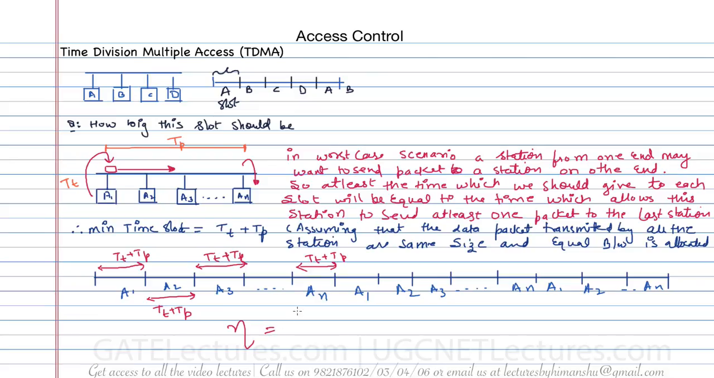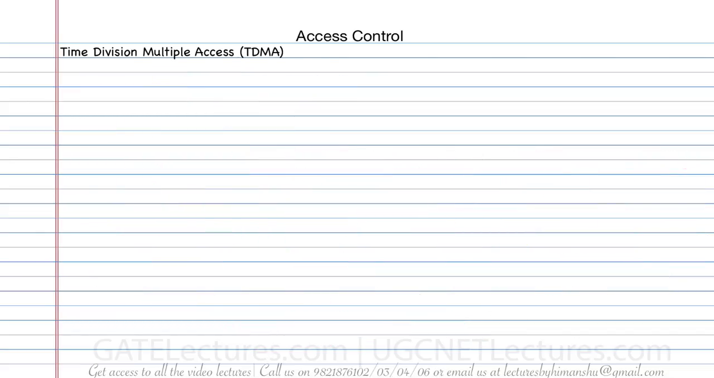Okay, now if I discuss efficiency in this case, we already know efficiency is always useful time upon total time. Here you can see that within this complete time slot, the only useful time is the time when that particular station is transmitting the data. So the total time is TT plus TP, and the useful time is only TT. Okay, so you can devise a very simple question based on this. For example, if TT is 1 millisecond and TP is 1 millisecond, then what is the efficiency you can get?